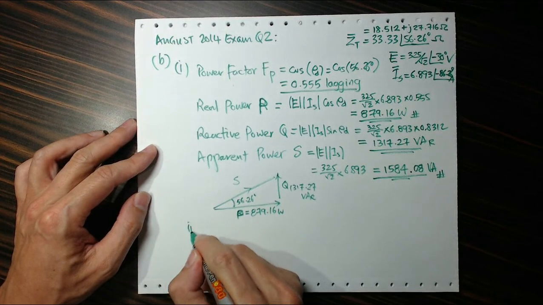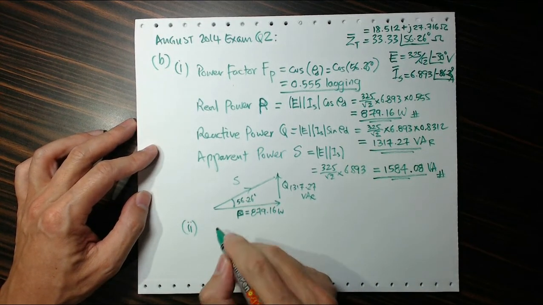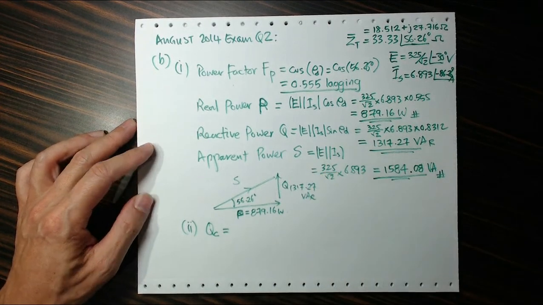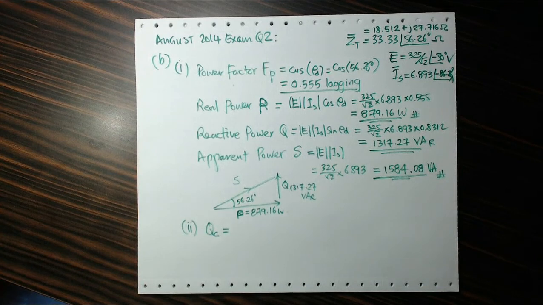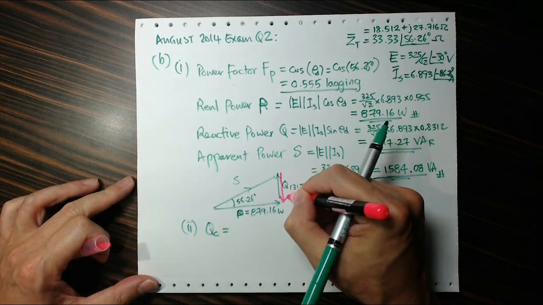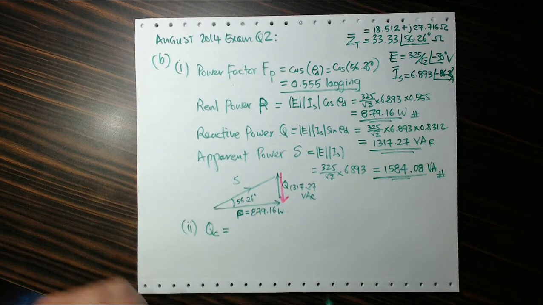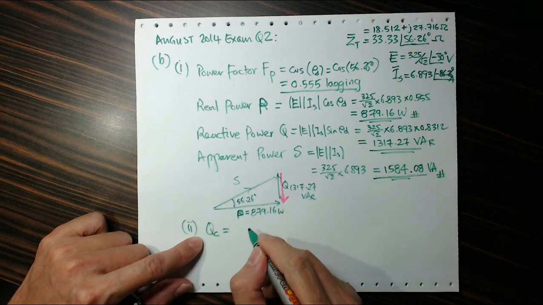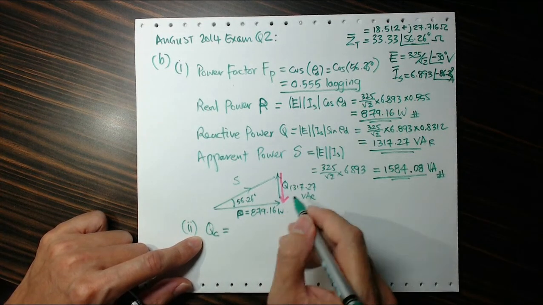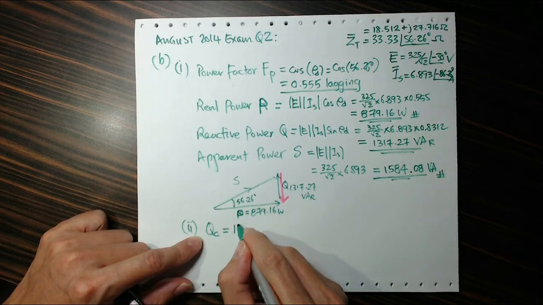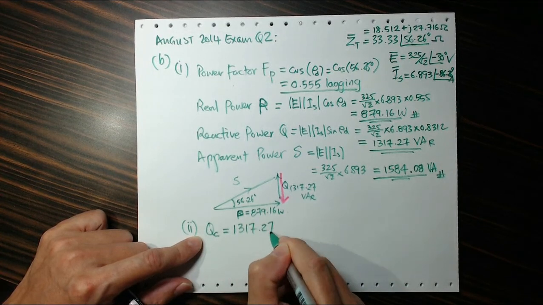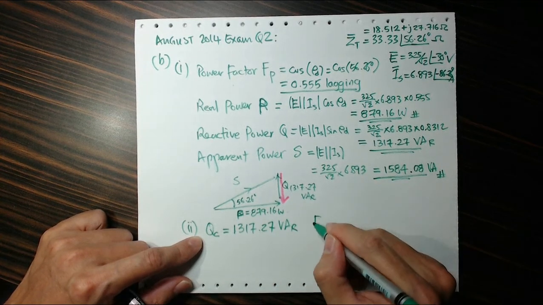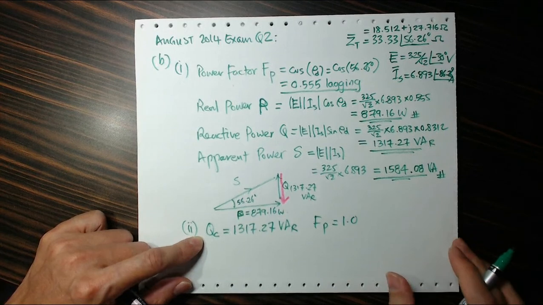Right, now part 2 wants me to introduce a capacitance so that this will be cancelled. To improve the power factor to 1, I need to move this down. In other words, I must introduce a reactive power using a capacitor, because a capacitor is the negative of an inductor, same amount, so that my power factor goes to 1.0.